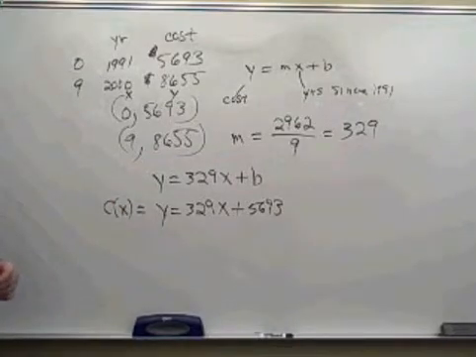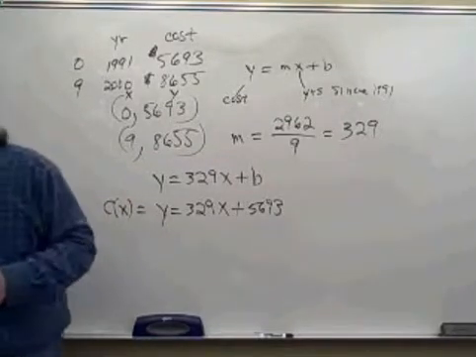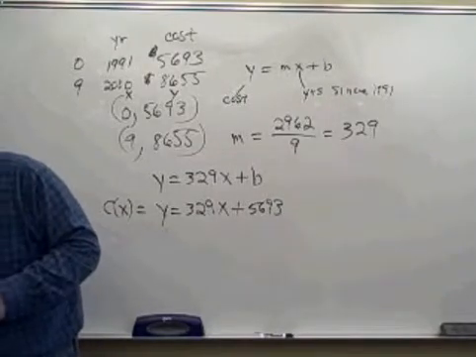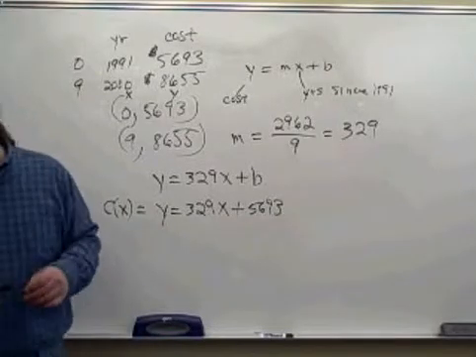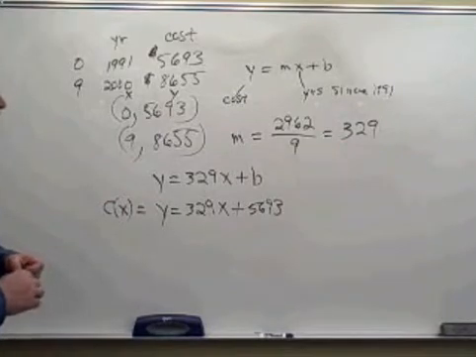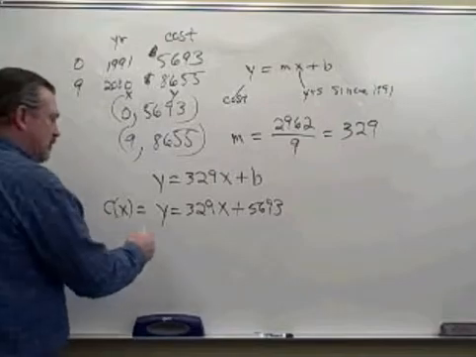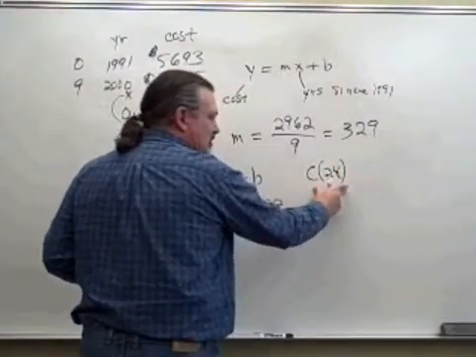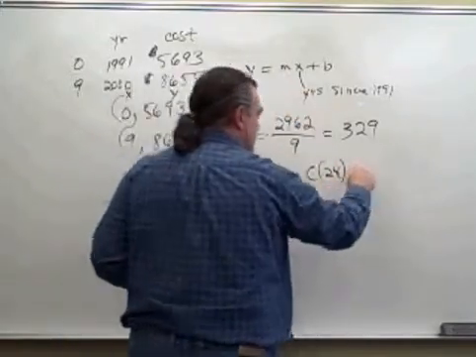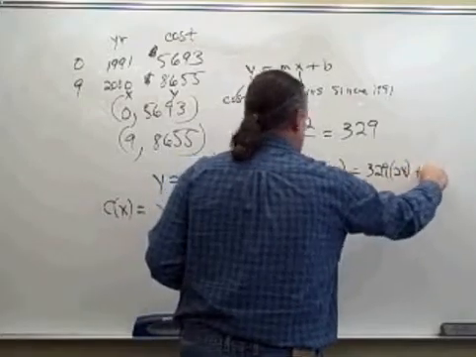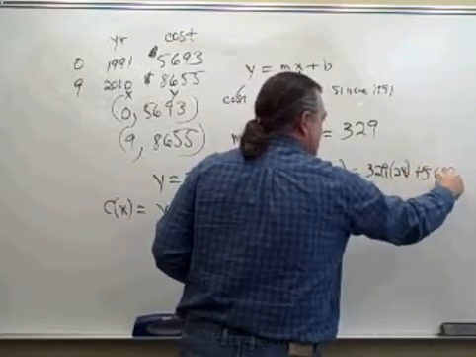So if we wanted to use this function now to estimate the cost, what do we want to find? The cost in 2015? Well, 2015 would be how many years after 1991? That would be 24 years. So we would be finding C at 24, the cost at 24 years after 1991. So that'd be 329 times 24 plus the 5693.